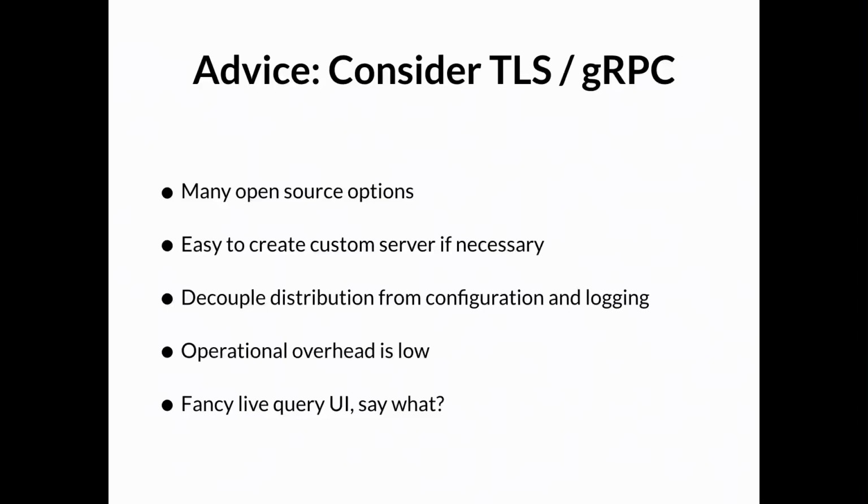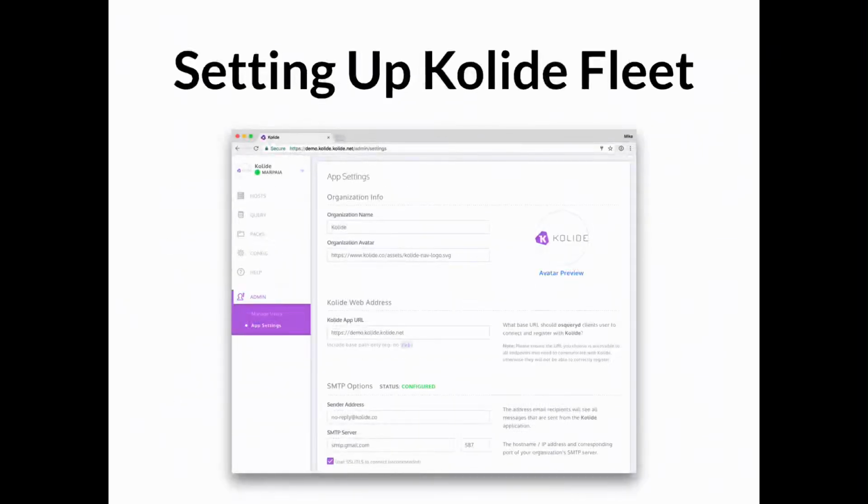So there's a variety of data you can get with OS query. The other thing that you get out of TLS and gRPC is a fancy live query UI. Say what? So we have an open source tool at Collide that we use for doing this kind of thing sometimes, and it's pretty easy to set up.